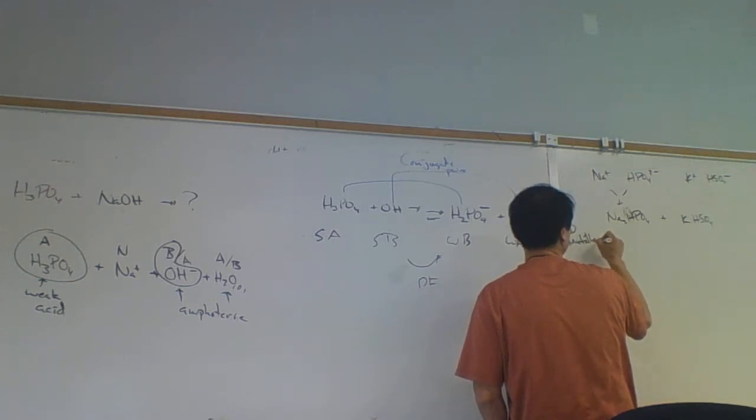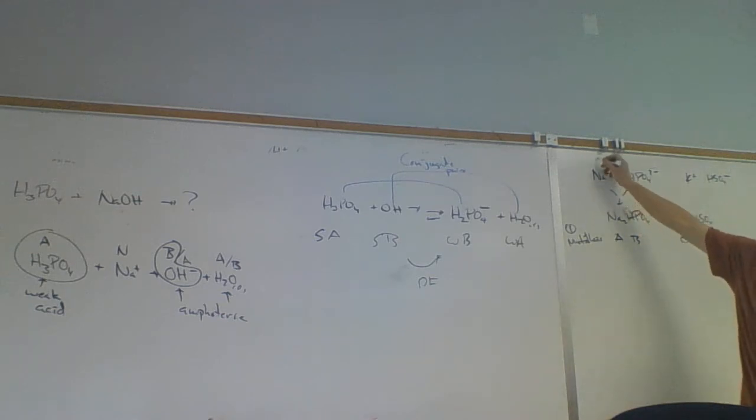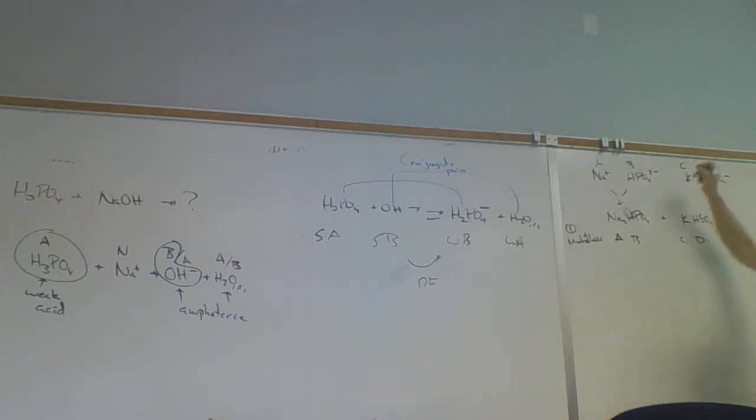Because automatically this jumps out. This is metathesis. This is AB plus CD. This is my A, this is my B, this is my C, that's my D. This is an AB plus CD reaction, which we call double replacement. And so what are the products here? NaHSO4, good, and K2HPO4. We've got to balance it, but this is my AB plus CD yields AD plus CB.